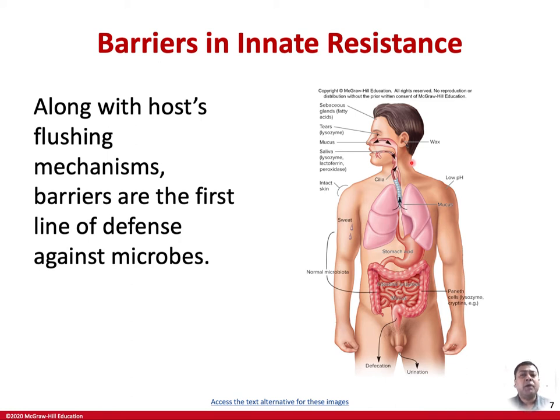For example, one of the very specific ones is the Paneth cells, which produce lysozymes and cryptdin molecules, very specific antimicrobial enzymes and proteins. Along with that, defecation and urination also flush microbes out of our system. The tears, as I said, also flush out microorganisms from our body surface. So these are the barriers in innate resistance overall, and we're going to talk about them in a little more detail.